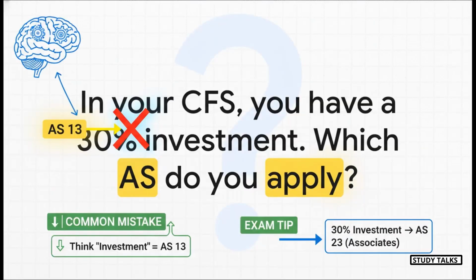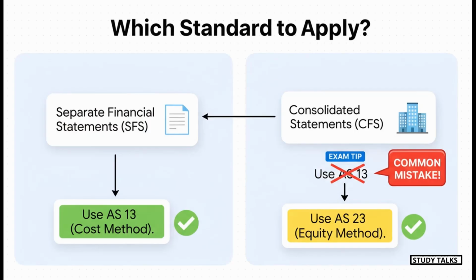Okay, let's put on our exam hats for a second. You see this in a question, you're making a CFS, and there's a 30% investment sitting there. Now, what's your first instinct? For most of us, the word investment immediately makes us think of AS13, right? But hold on. In the world of consolidated accounts, is that knee-jerk reaction the right one? Let's dig in. And right here, this is it. This is the classic exam trap that costs students so many easy marks.